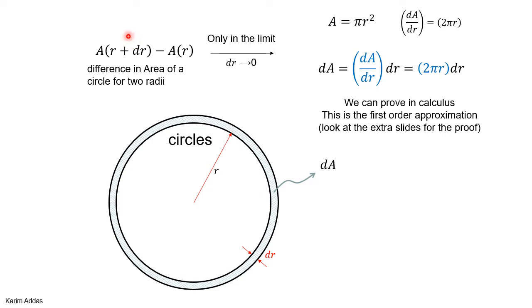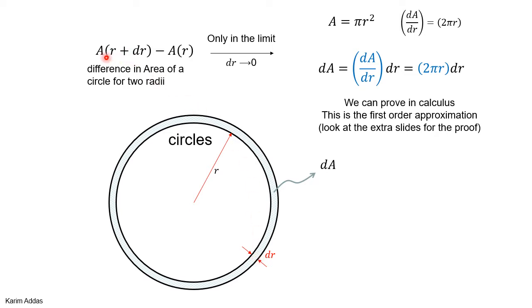we've done something like that before when we talked about how to get the area between two circles such that the radius only changes by a small amount. So the inner circle has radius r and the outer one has radius r plus dr. The thickness between the two areas is very small. We've already done that before.